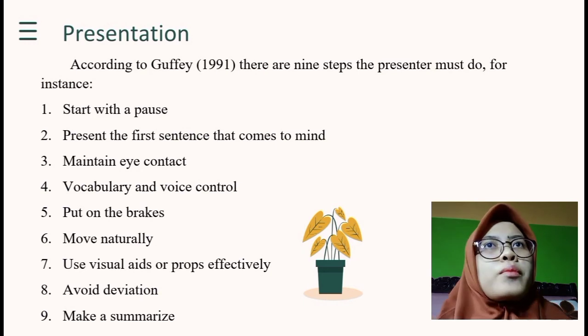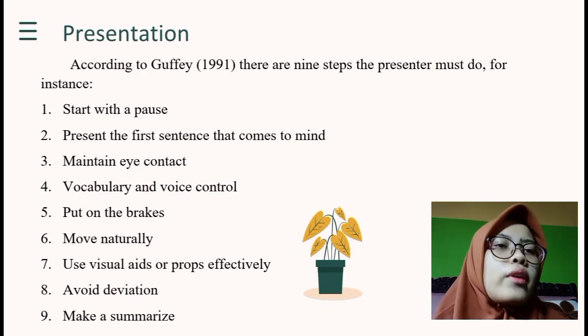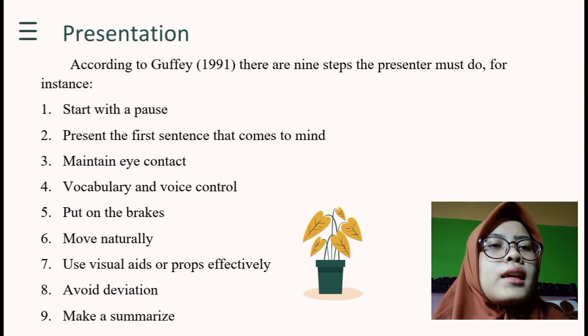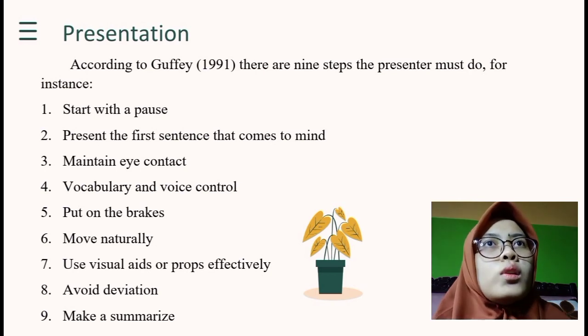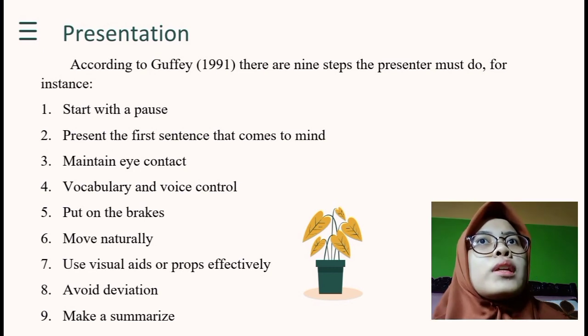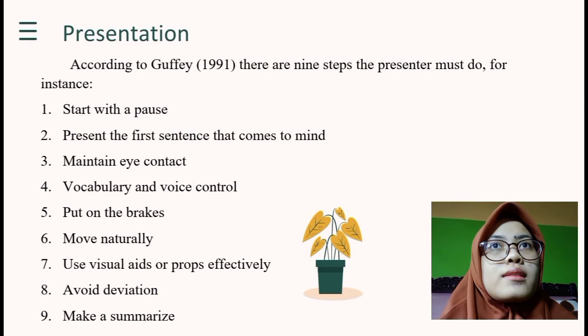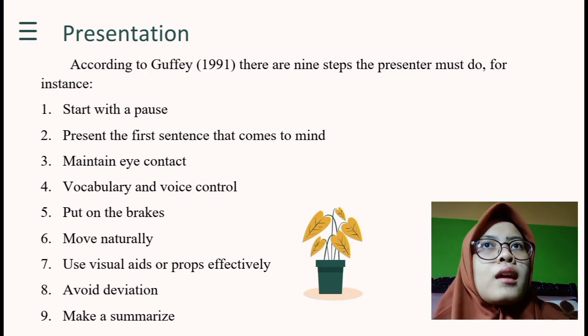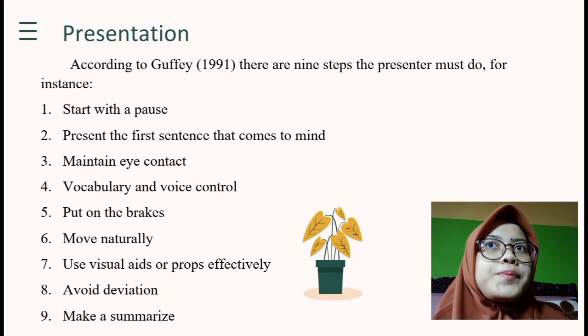It means that the presenter must relax his or herself before doing the presentation. Second one, present the first sentence that comes to mind. It plays an important role because it will help the presenter to keep in touch with the audience. Third, maintain the eye contact. The presenter can choose some audience members to maintain the eye contact.